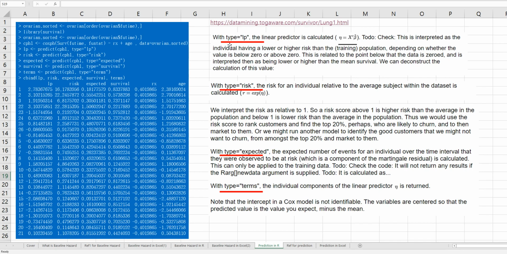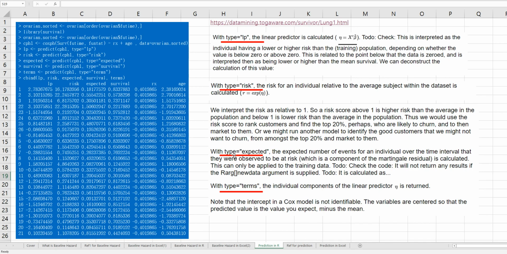As you can see, when you specify type as LP, it means linear predictor, and if type as risk, then it means exponential of beta. And it also provides an explanation about how to read predicted value related to risk. So again, a risk score above 1 is higher risk than the average in the population, and below 1 is a lower risk than the average in the population.